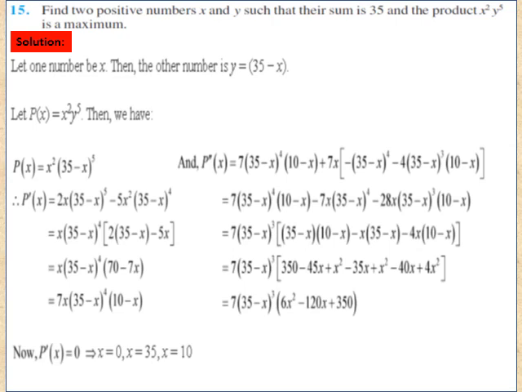So we have 3 values. Now finding the double derivative. While explaining the second derivative test, I told you that we are going to use this test maximum number of times. So after differentiating P'(x), we will get P''(x) as 7(35 - x)³ into (6x² - 120x + 350).